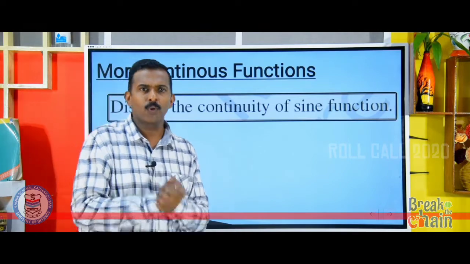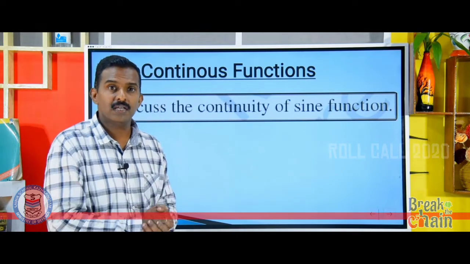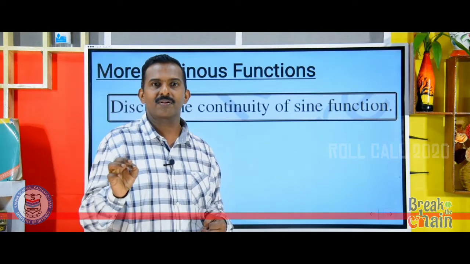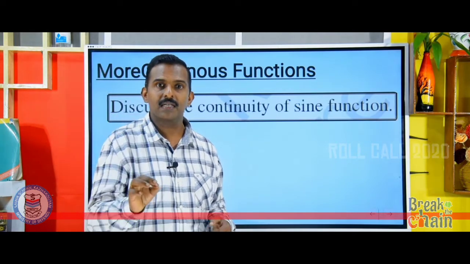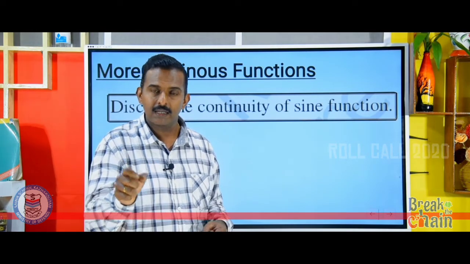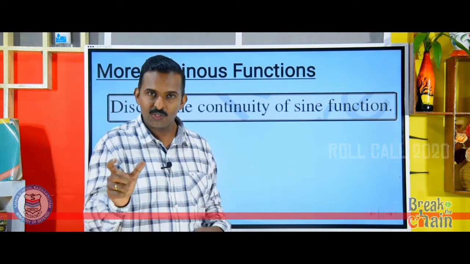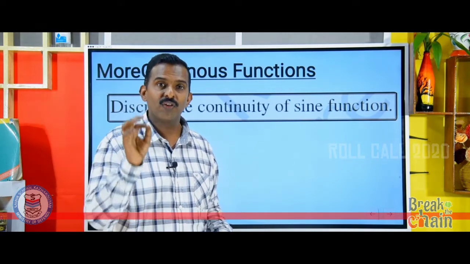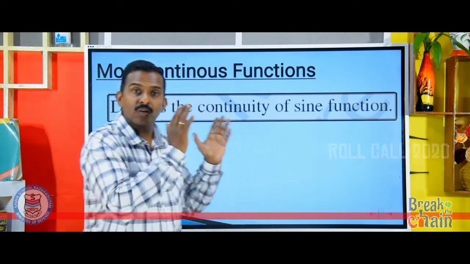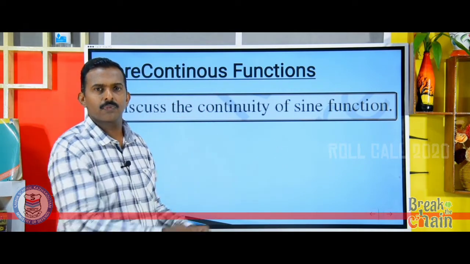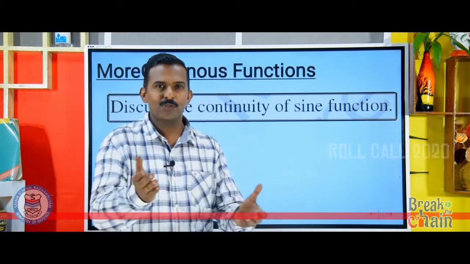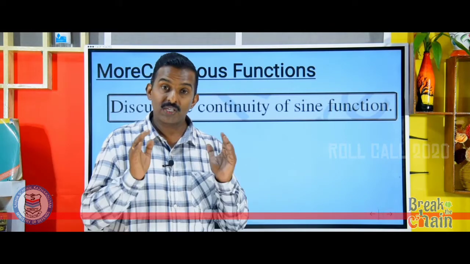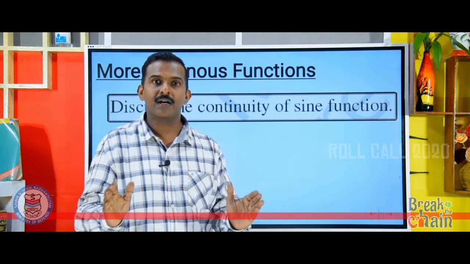Now sine function, you can prove it is continuous. You will be asked, discuss the continuity of sine function. There also you take c as a real number, you calculate the limit at c, the answer will become sin c. The function value at c will also become sin c. Therefore the limit value will become equal to the function value for every c which is a real number. Therefore sine function will be continuous. Almost the same, the cos function is also continuous. Therefore sine and cos functions are continuous functions.